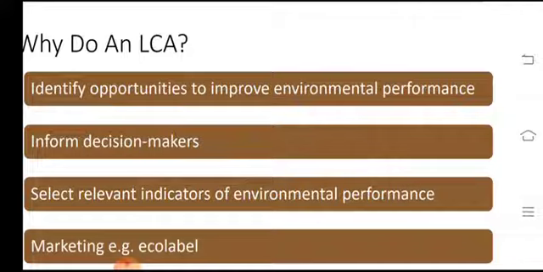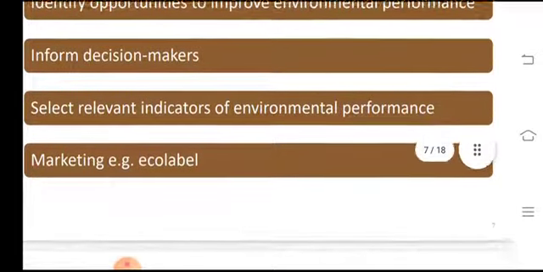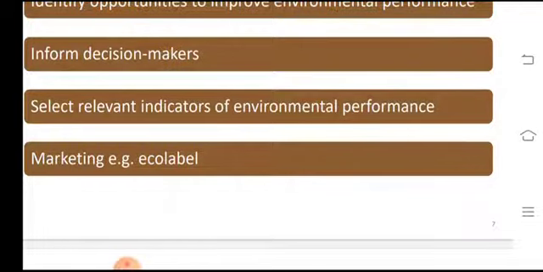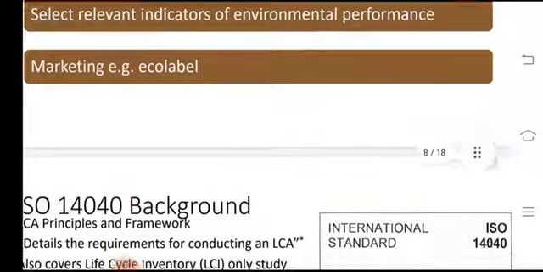We need to revisit it, we need to redesign it, we need to have something with better options for the disposal for that product. Then inform decision makers about the findings, and then select relevant indicators of environmental performance, marketing, for example eco label. So all these things are important when these are our benefits, these are our outcomes of the LCA which we have conducted.